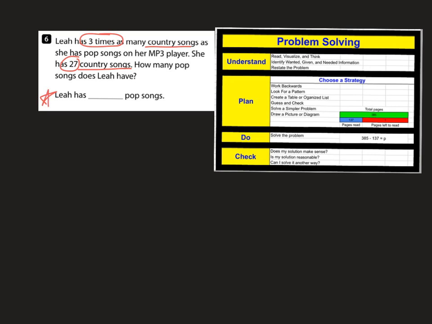Restate the question. Leah has blank pop songs. That's what we are wanting. We want to know how many pop songs she has. So we have country songs and we have pop songs. She has 3 times more country songs, and it says she has 27 country songs. I know that country songs are more, so pop songs will be fewer. So we'll have to divide to find how many pop songs she has. We have our equation set up with our variable. We're solving for P. P equals 9.